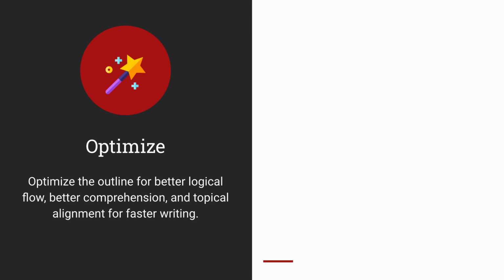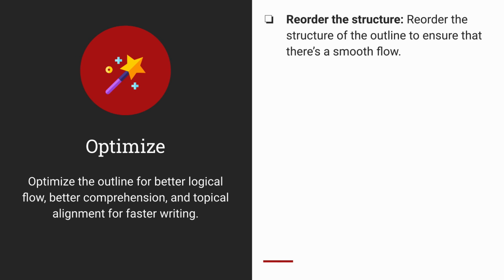You need to remember the goals of your blog post outlining. It helps you to write your content fast. It makes sure that the quality of your content is consistent and high quality. In the optimized stage, you need to reorder the structure of the outline to ensure that there's a smooth flow.